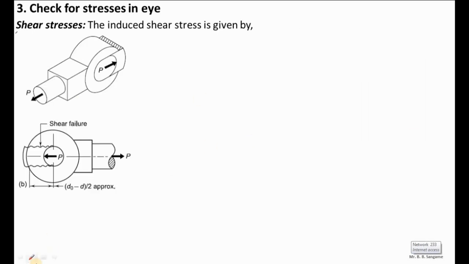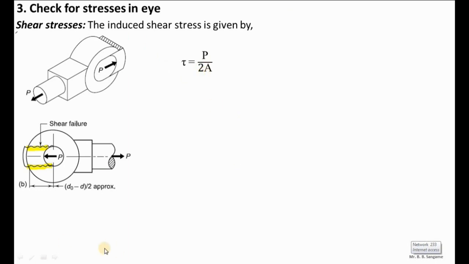Okay, so here you can see that after the application of force P, there is a possibility of failure of the eye in shear along this plane. Here you can see that there is a double shear failure. So obviously the area will be 2A. So tau equals P by 2A, where P is the applied force and A is the cross sectional area.